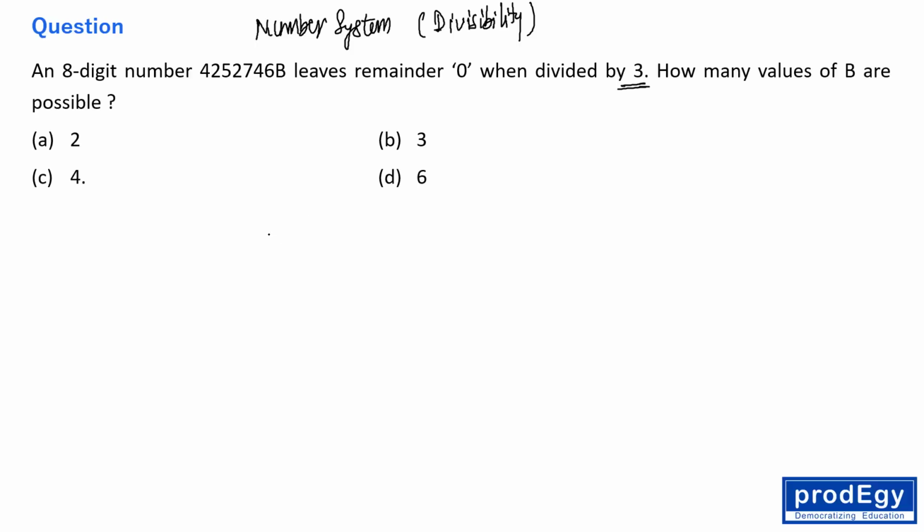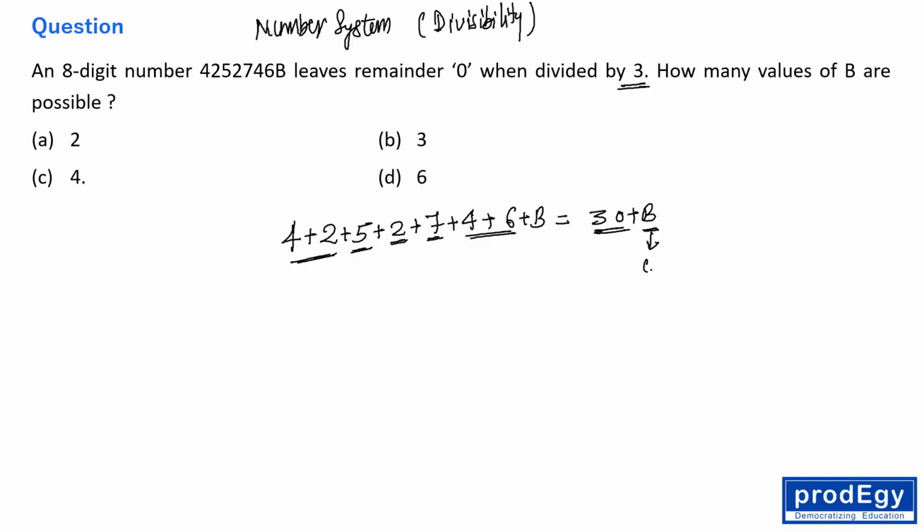Okay, so if a number is divided by 3 and leaves a remainder 0, it means it is a multiple of 3, right? So if a number is a multiple of 3, it means the sum of digits is a multiple of 3. Just add all of them. So 4 plus 2 is 6, 6 plus 5 is 11, 11 plus 2 is 13, 13 plus 7 is 20, 20 and 10 is 30. So the sum of the digits is 30 plus b, right? So 30 plus b should be divisible by 3, right? So 30 itself is divisible by 3.